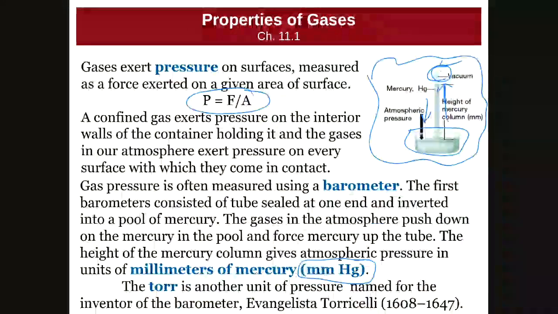So we measure the height of the mercury from where the tube starts in the pool to where the mercury ends. That height of mercury tells us about the pressure. Another unit of pressure is called the torr, named for the inventor of the barometer, Torricelli, in case you were interested. So torr are actually equivalent to millimeters of mercury. Those are equivalent units.